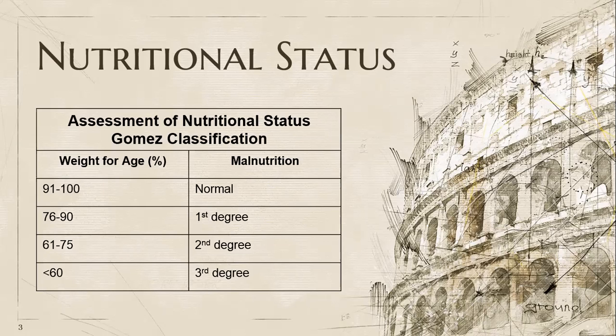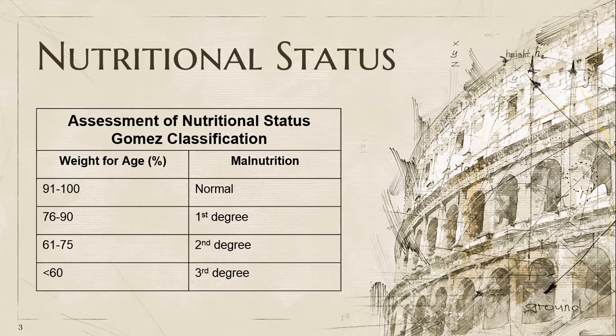If you are seeing 76% to 90%, it is first degree of malnourished. If you are seeing between 61 to 75%, baby is in second degree of malnourished. If the baby is below 60%, the baby is in third degree of malnutrition. These things we should collect.